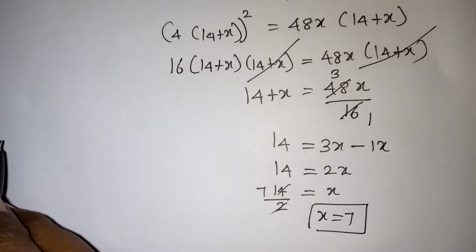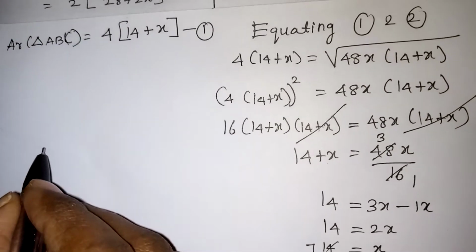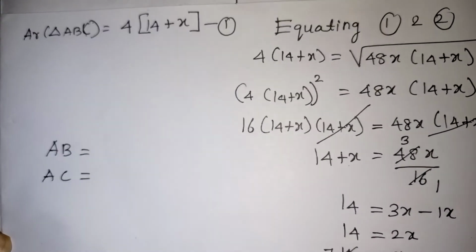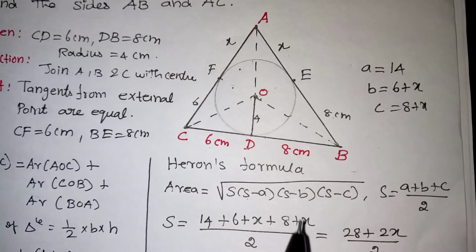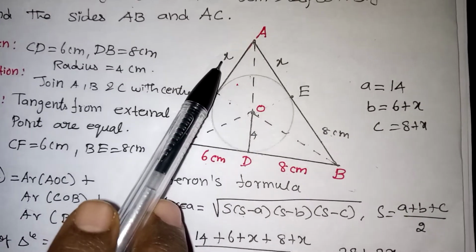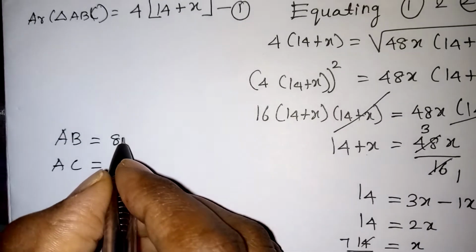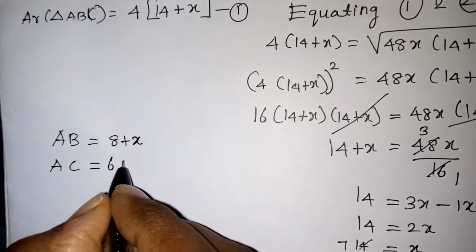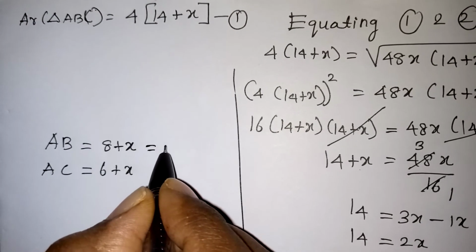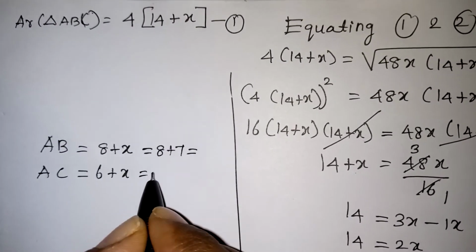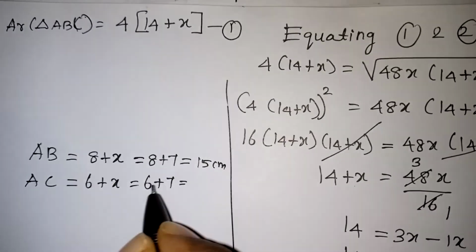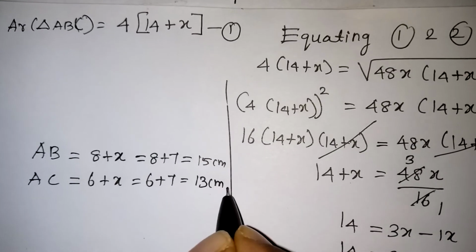Actually our aim is to find AB and AC. So AB and AC we need to find. Looking at the diagram, AB is 8 plus x, and AC is 6 plus x. Let's substitute now. Now the x value we got is 7. So 8 plus 7 is one answer, 6 plus 7 is another answer. 8 plus 7 is 15 centimeter. 6 plus 7 is 13 centimeter. That is the correct answer for the sides.